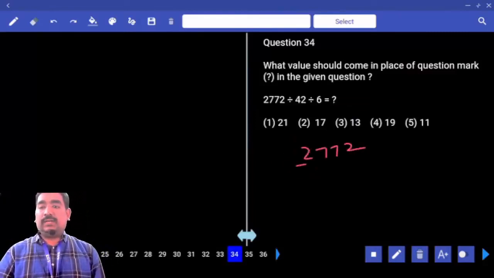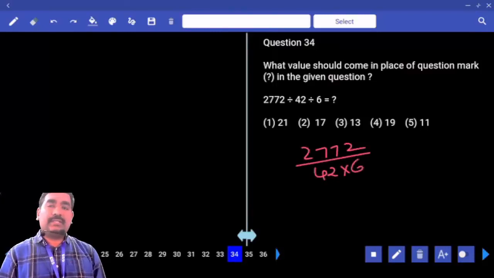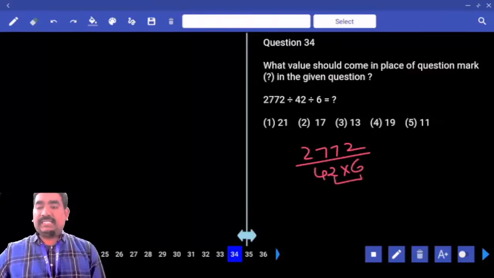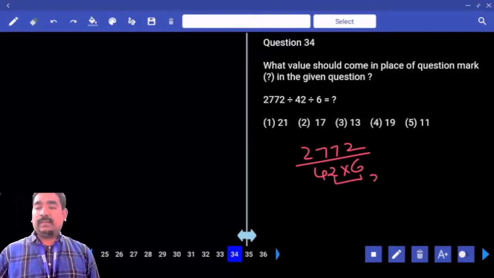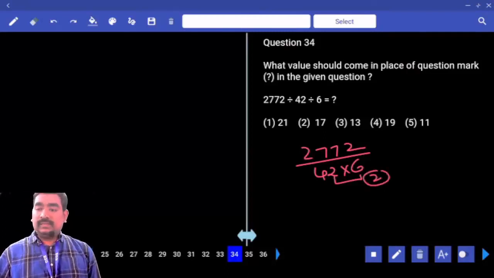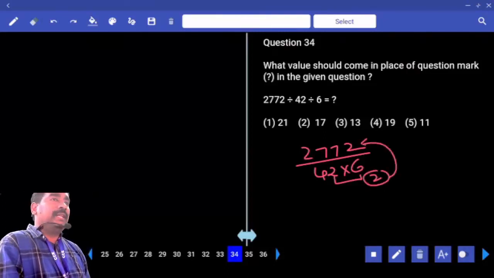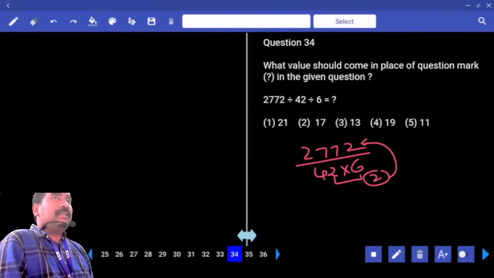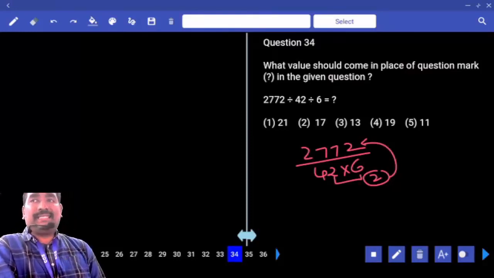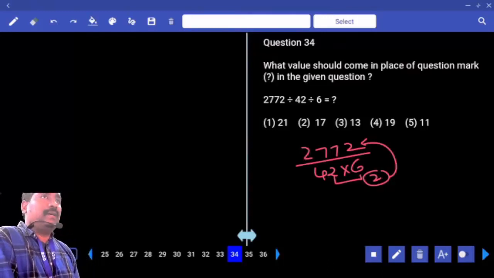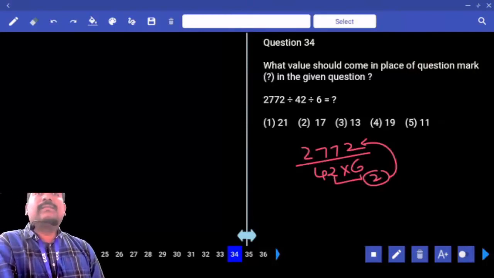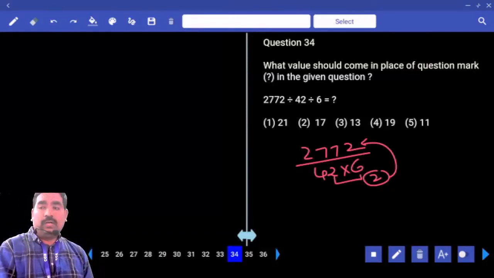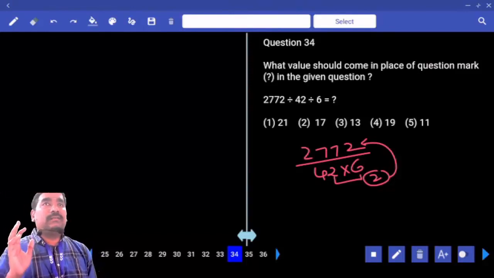2772 divided by 42 into 6. Don't do any calculations. What is 2 6s? Please respond. 12. Denominator ends with 2 or not? 2 becomes 2 means into 1 or into 6. Answer ends with either 1 or 6. Is there an option ending with 6? Ending with 1? How many options? In the 2 options, is there a chance of the fifth option?